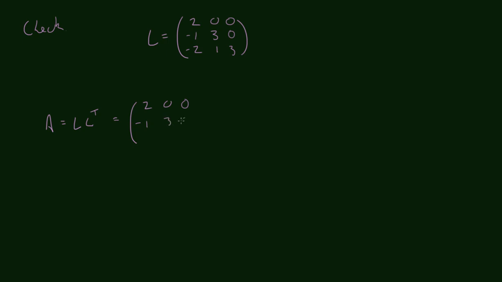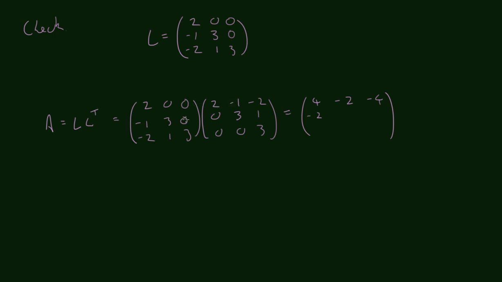So if we write down what L was, and the transpose of L, 0, 3, 1, 0, 0, 3. Okay, multiply these two together. So 2 times 2 is 4. 2 times minus 1 is minus 2. 2 times minus 2 is minus 4. Okay, on here we'll have minus 2.